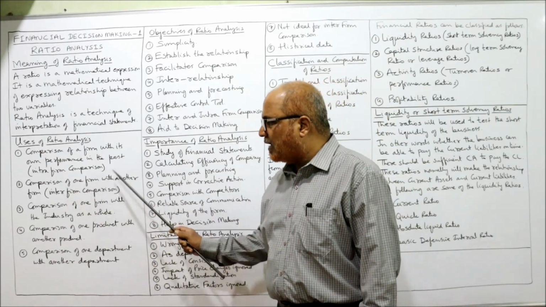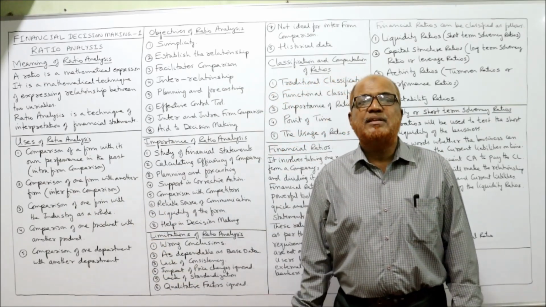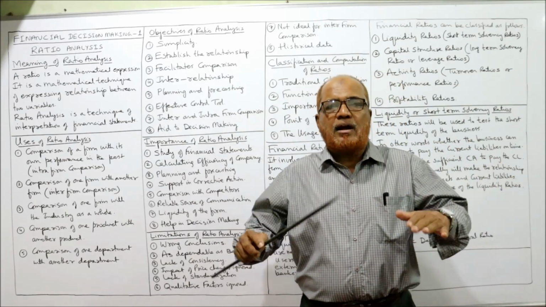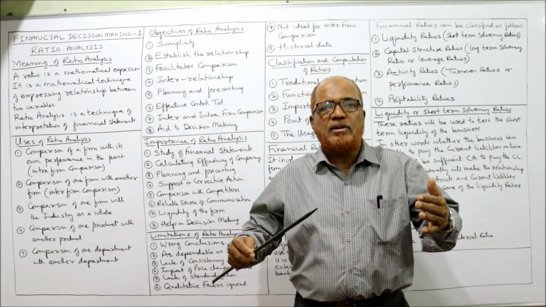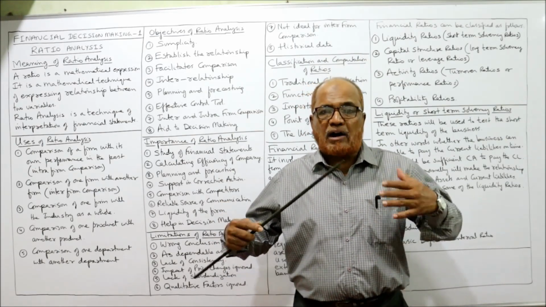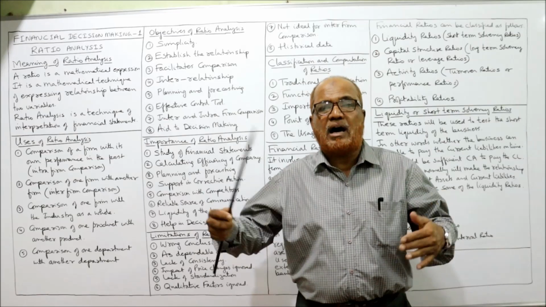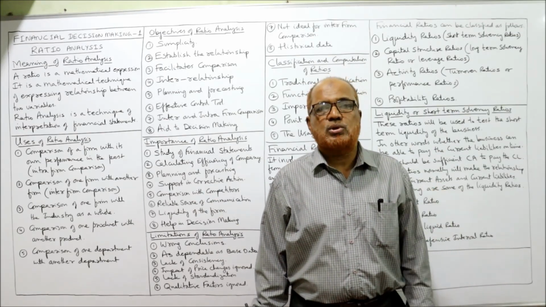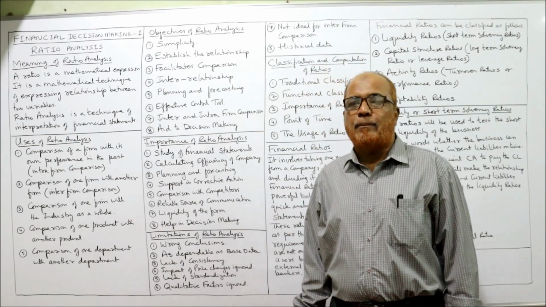Second, comparison of one firm with another firm. This is called inter-firm comparison. One company will compare its own performance with another competitor, another company, to find out whether our company is performing better than our competitor or not. Ratio analysis is widely used for this. This is called inter-firm comparison.